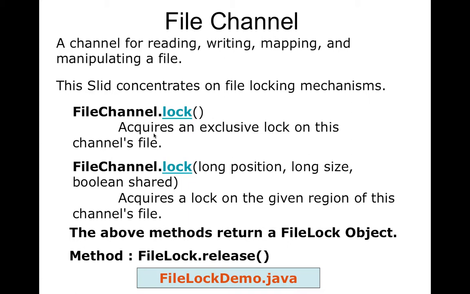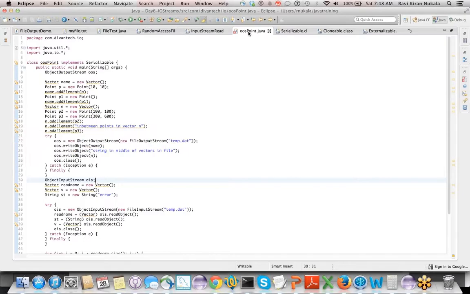So the above methods return a FileLock object. When we say fileChannel.lock, or fileChannel.lock giving some arguments, it gives us a FileLock object. And if you want to release a lock, you will say fileLock.release. So let's see this file lock demo.